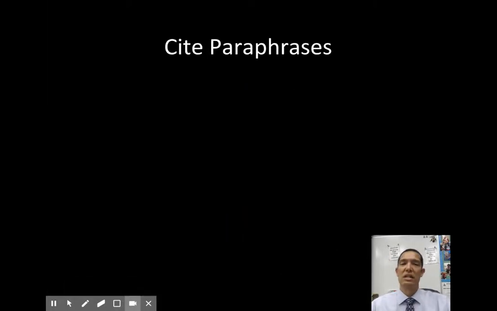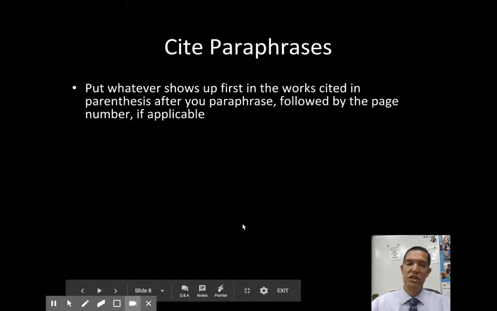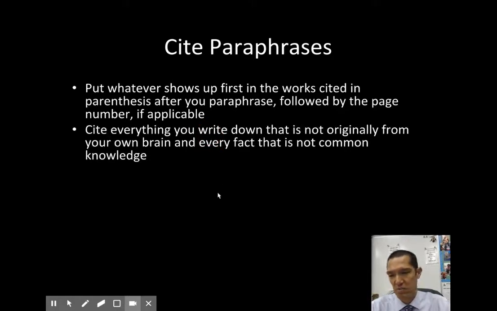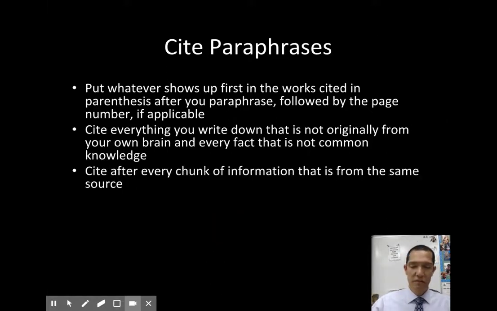Okay, then we get to how do you cite. Here are the general rules. Put whatever shows up first in the works cited in parentheses after you paraphrase. So you paraphrase it, and then in parentheses afterward, whatever shows up first in the works cited. It really should be the author. If you have a reliable source, you should have an author. If you don't, then you're going to have the title in quotation marks, followed by the page number if applicable. It's probably not going to be applicable. Cite everything you write down that's not from your own brain. Cite every chunk of information.